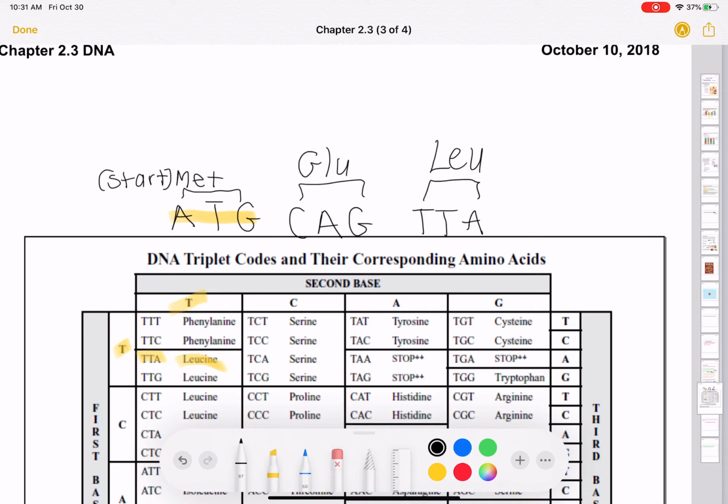Okay, so that's how you use that table to figure out what proteins your DNA is coding for. And it's actually not what proteins, it's amino acids. So these are all specifically amino acids. And then all together, if this was created like a chain, if it was connected, then this connection would be a protein. Okay?